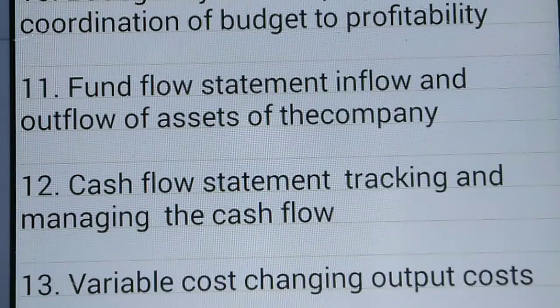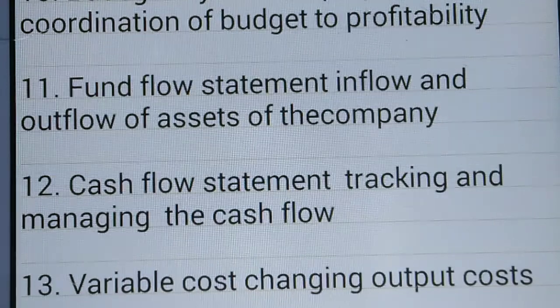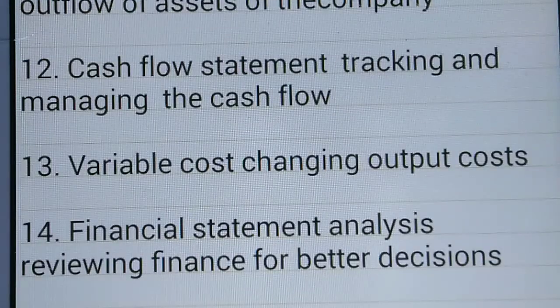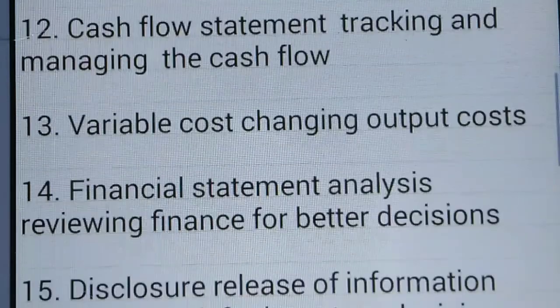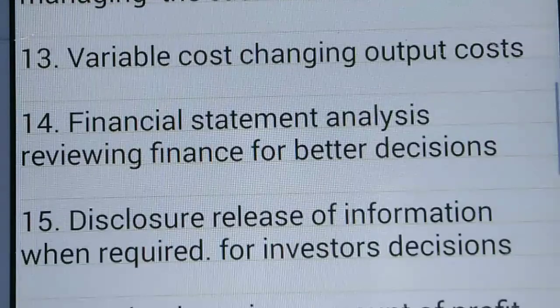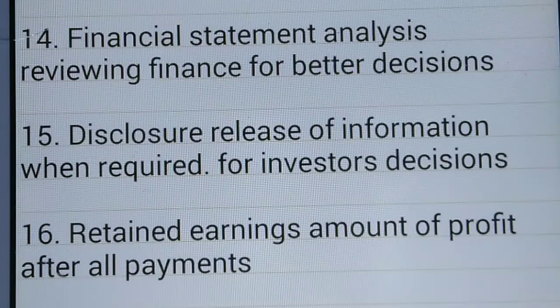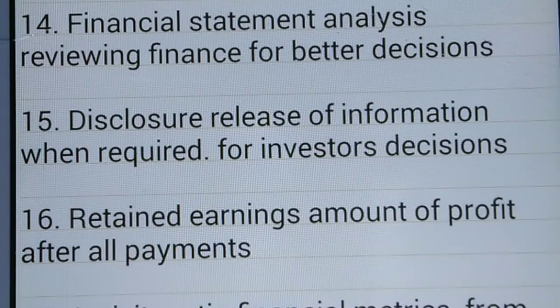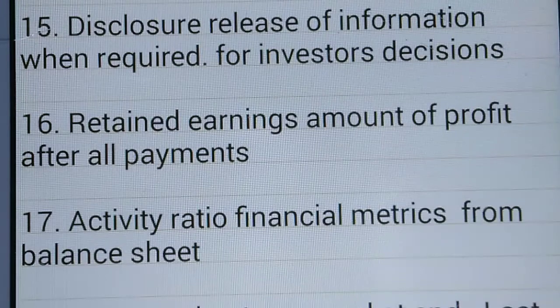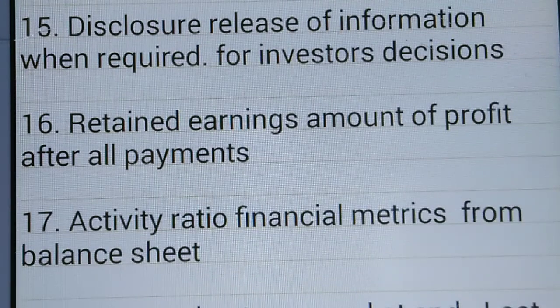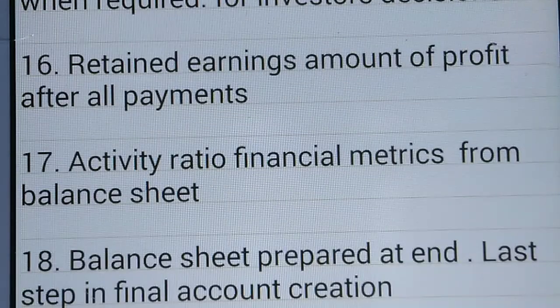Fund flow statement, inflow and outflow of assets of the economy. Cash flow statement, tracking and managing the cash flow. Variable cost, changing output cost. Financial statement analysis, reviewing finance for better decisions. Disclosure, release of information when required for investors' decisions.